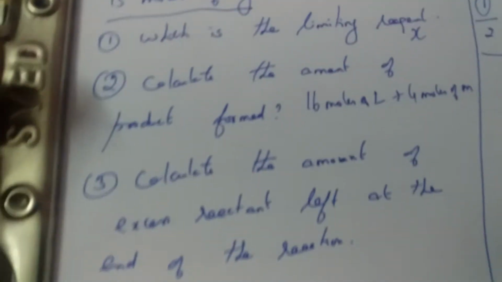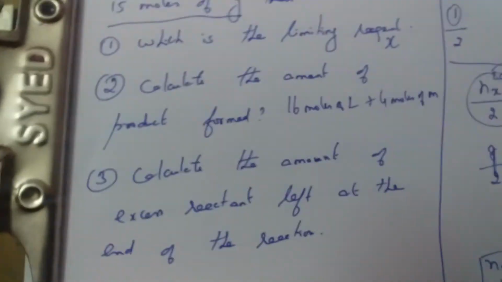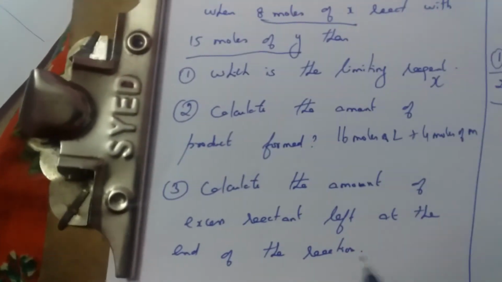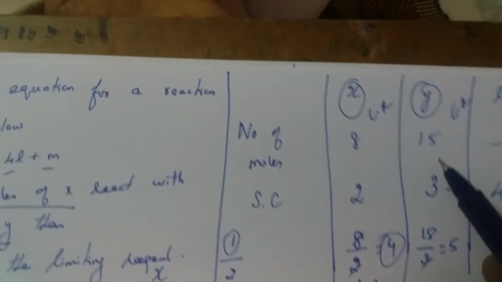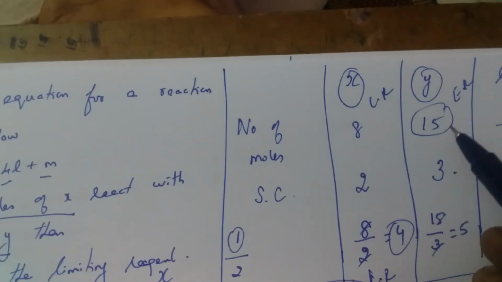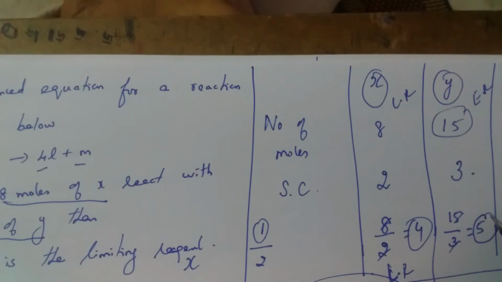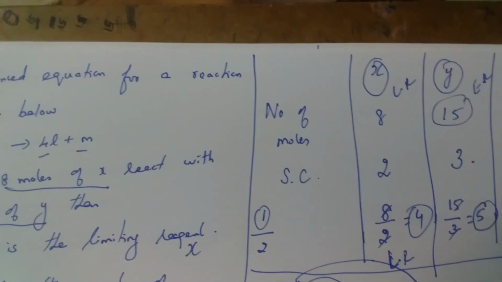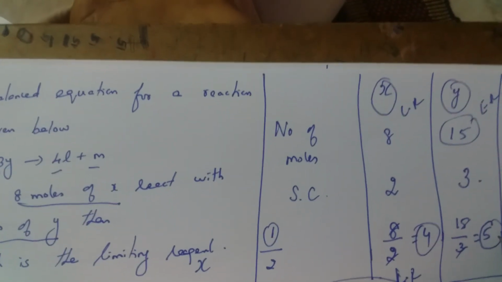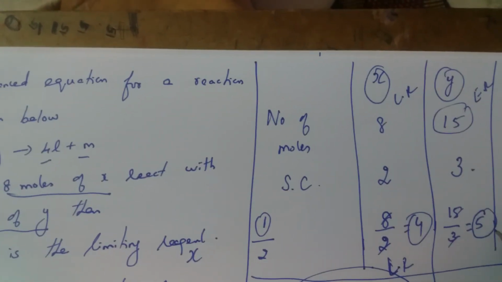Next, what we have to find? Calculate the amount of excess reactant left at the end of the reaction. The excess reactant is Y. The initial value given is 15. What value do we obtain? How much amount? Since we get 5 in the ratio, this is the excess reagent.